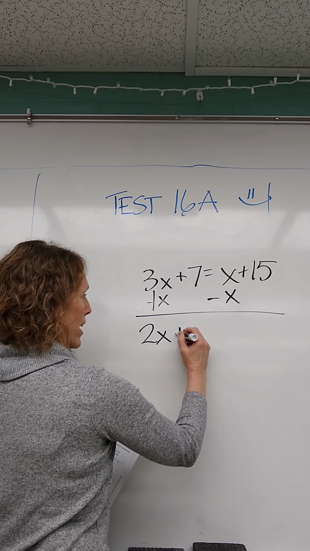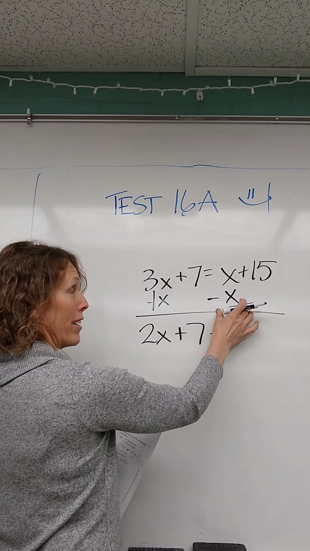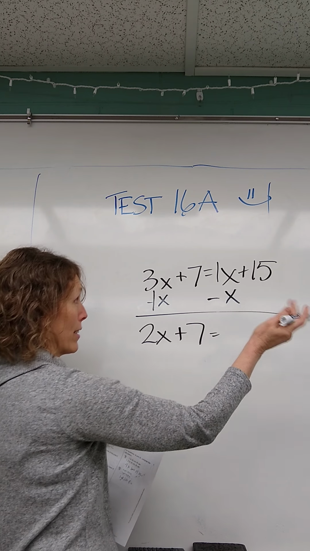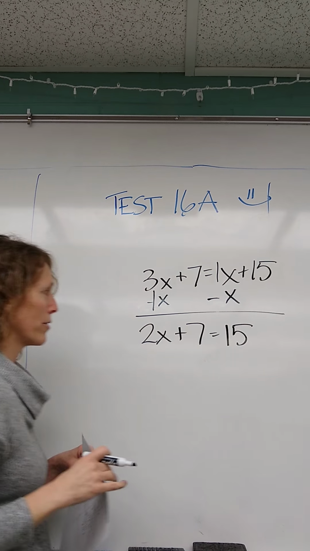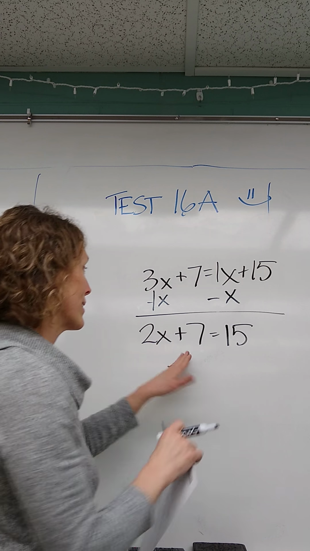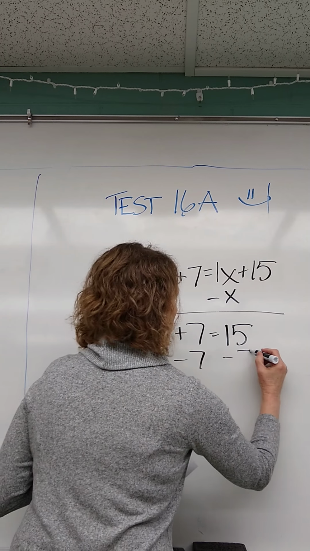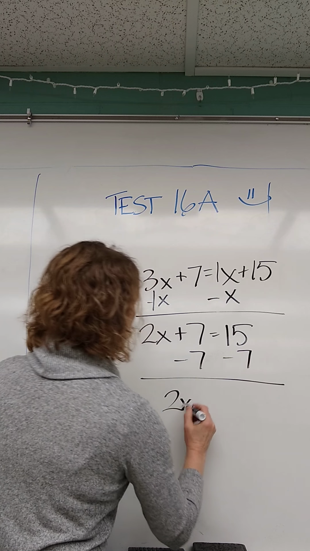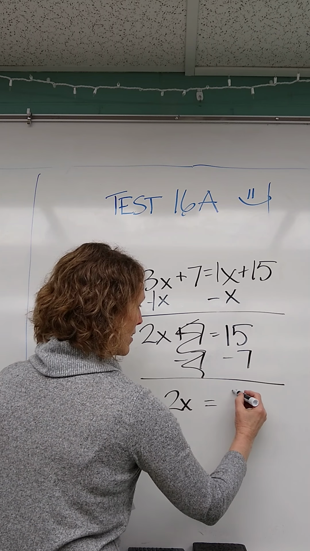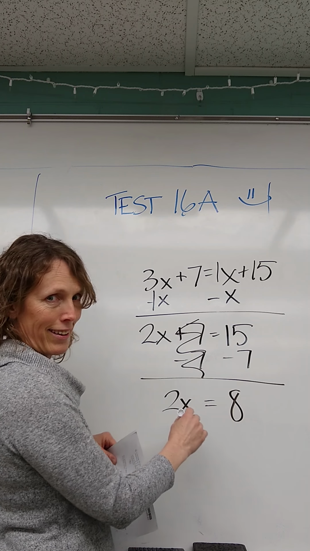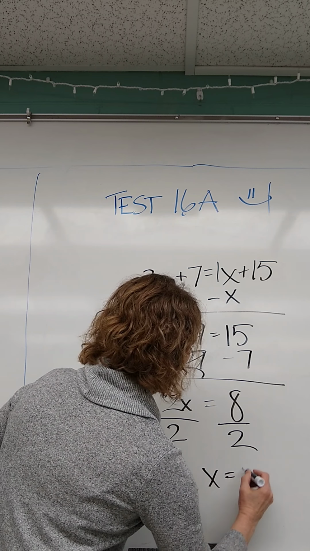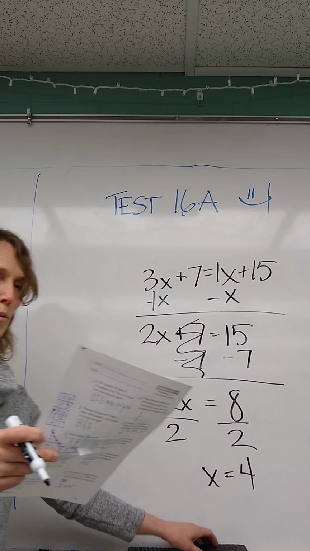I still bring this down. I haven't moved that yet. This is gone. Notice 1x, positive x minus 1x, it's 0. It's gone. I still have a positive 15 over here. Next step, I need to move the 7 over. Since it is positive, I need to subtract it from both sides. I end up with 2x. This is gone. 15 minus 7 equals 8. And then this looks easy to all of you, I know. Divide both sides by 2. X equals 4. And that is number 16.